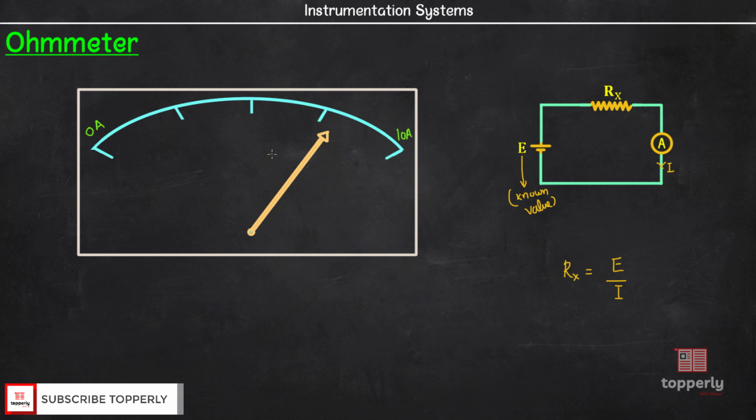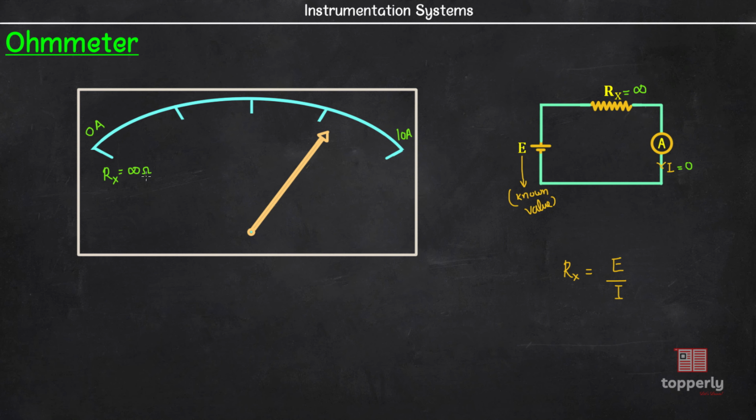So let's do that. When Rx is infinite, that is, when Rx is open circuited, no current flows through the circuit, right? So the value of current is 0, that is, I is equal to 0. Therefore, this side of scale, that is, current equal to 0, can be marked as resistance equal to infinity. Now, as we move right on the scale, the current value is increasing. That means the resistance value is decreasing. So, this side of scale will be marked with some lower value of Rx.